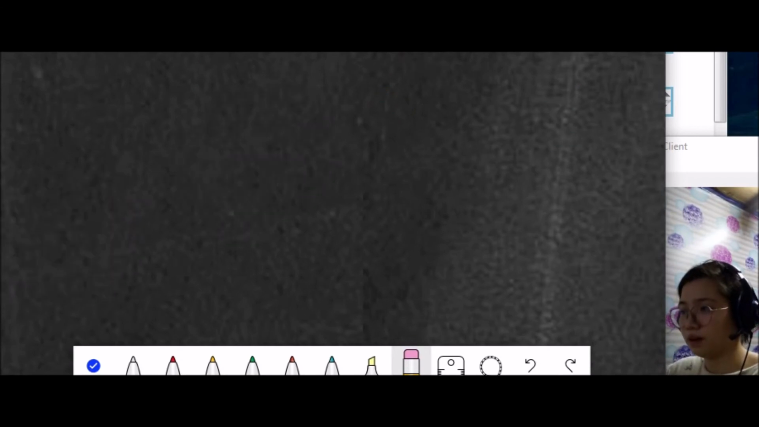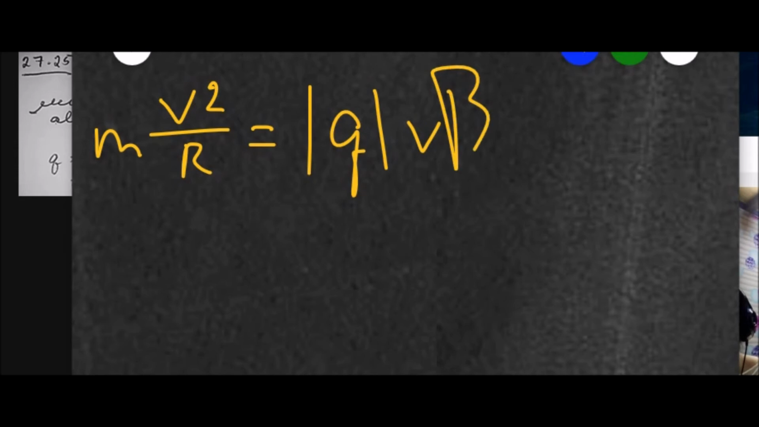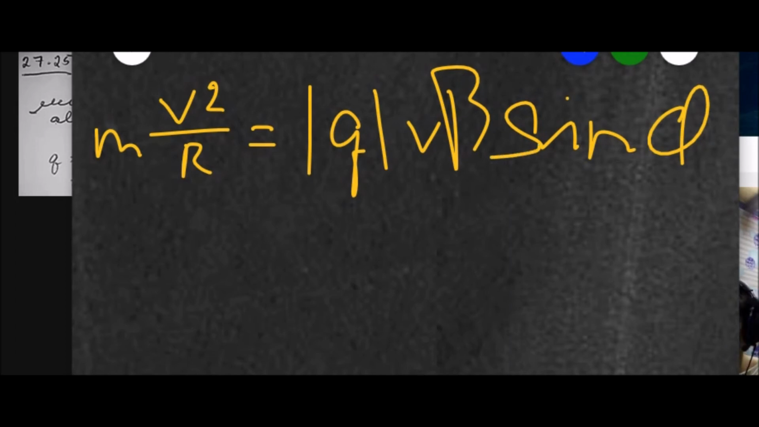We'd like to use a formula of Q. Just a minute, let me start from the other side. We have mv squared over r equals, the absolute value of q, v, B sine phi. So qvB sine phi.